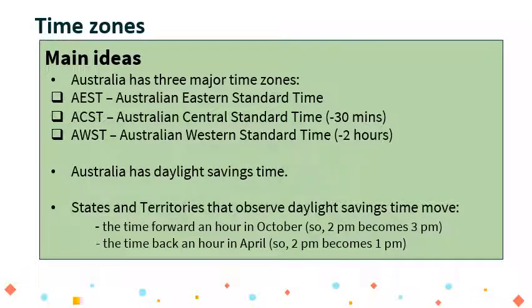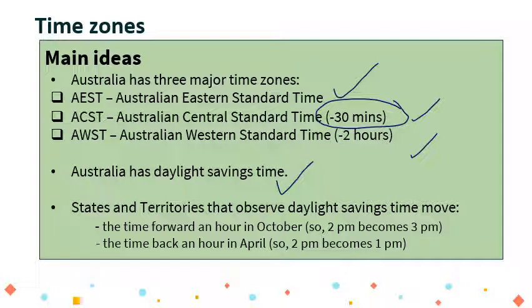So here are our main points from today. Australia has 3 major time zones: the Eastern Standard Time, the Central Standard Time, and the Western Standard Time. Central Standard Time is a little bit trickier because it's half an hour behind Eastern Standard Time rather than the usual hour behind like most time zones. Australia has daylight savings time, and different states and territories observe it.